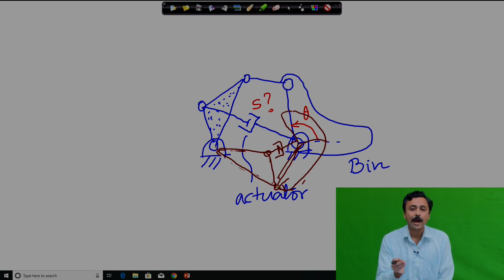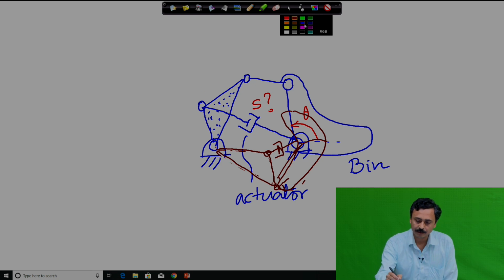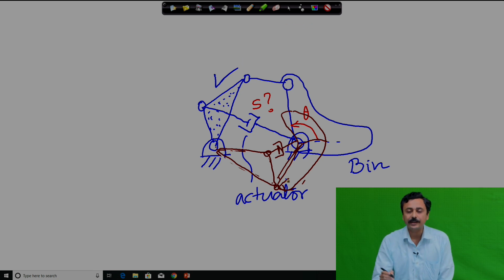Mathematics does not know the application of the mechanism, where the mechanism is being used or what should be the motion range for the bin. This the mathematics will not know, but from physical considerations you can choose the blue one as the correct solution, and you can discard the brown solution, the other solution. So, this is how you can choose solutions.